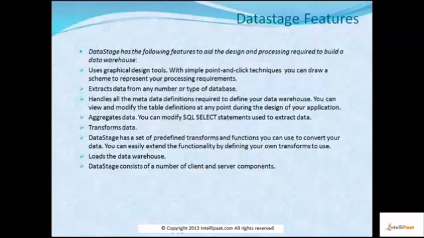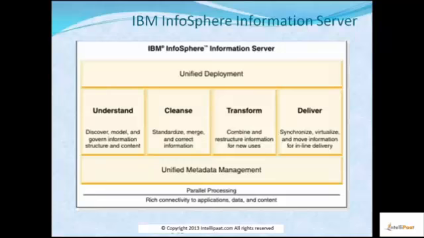So this is the complete IBM Information Server suite. It means what we can do is understand the data, discover, model, and govern information structure and content. These are used in DataStage and QualityStage. Then transform and deliver the data. This is the overall picture of the IBM InfoSphere Information Server components.